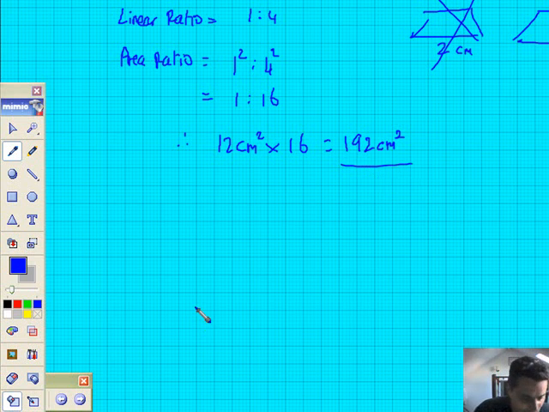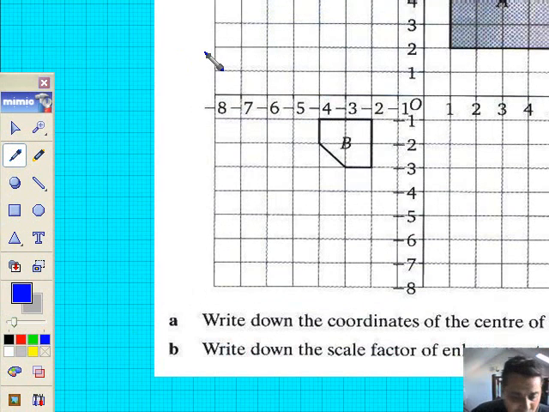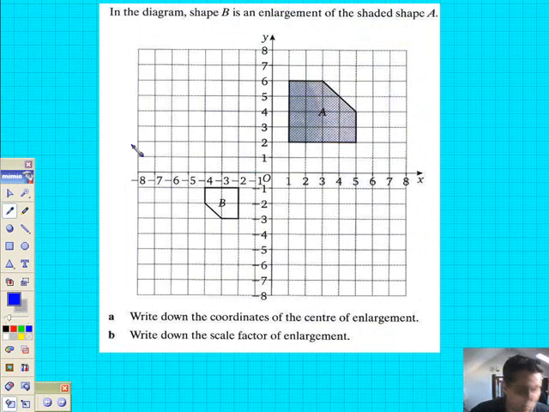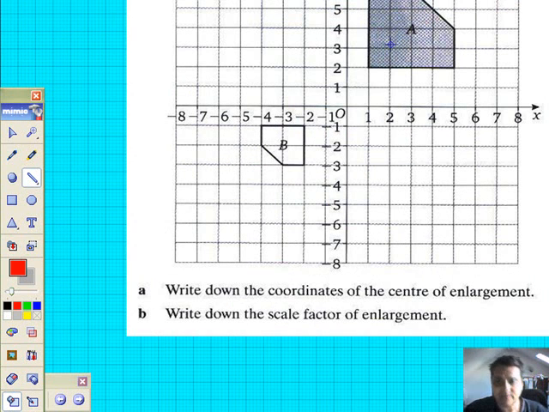Lovely, lovely question. I think I'll do one more and then just pause the video for a separate go. Right, here we go. This is the first AQA question on page 108, and it's question 1. It's straightforward, I'll do it anyway. It says, in the diagram, shape B is the enlargement of shaded shape A. So B is the enlargement of A. It's obviously shrunk down a little bit, but it's an enlargement, don't forget that. Write down the coordinates of the centre of enlargement.